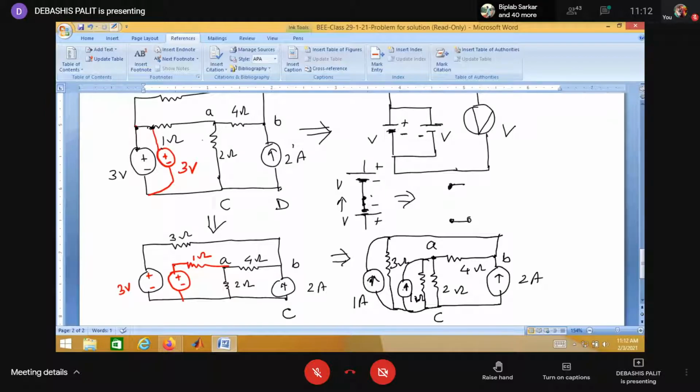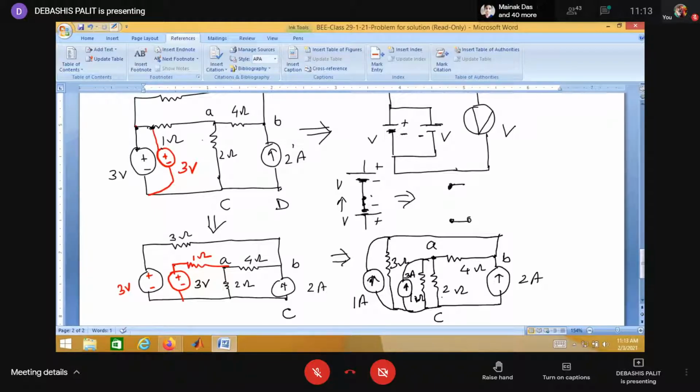And here the voltage is 3 volt and resistance is 1. So 3 by 1, that means 3 ampere, and this is your 1 ohm resistance. This resistance is 1 ohm. This is 2 ohm. So now you have got this circuit and you can apply Kirchhoff's current law. You can solve this circuit.